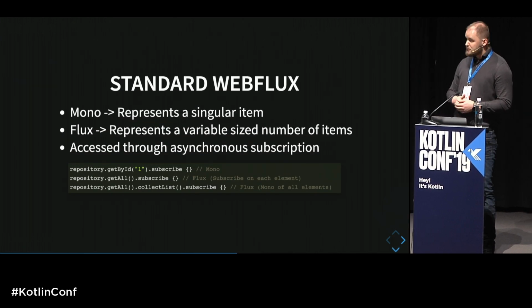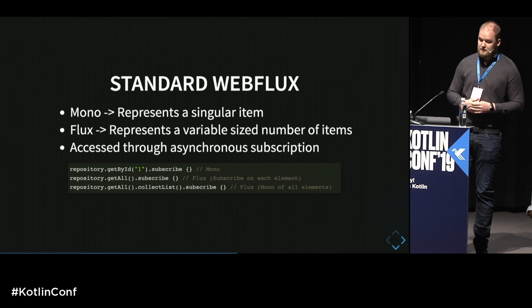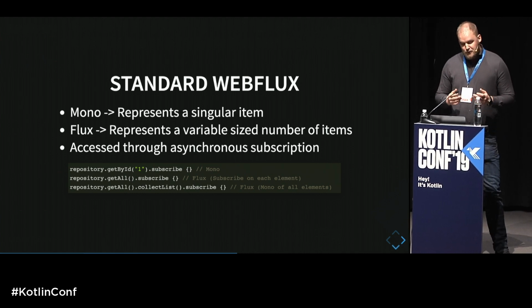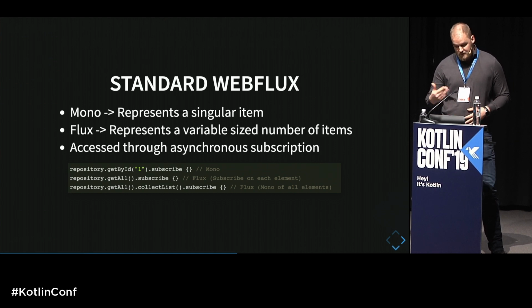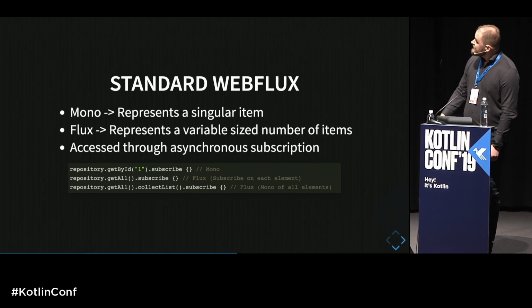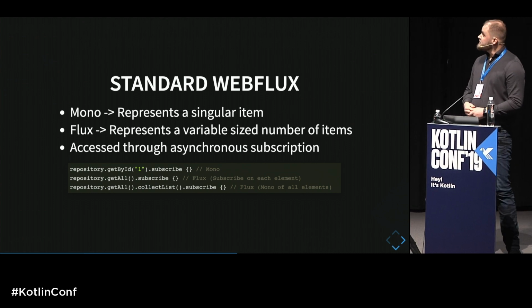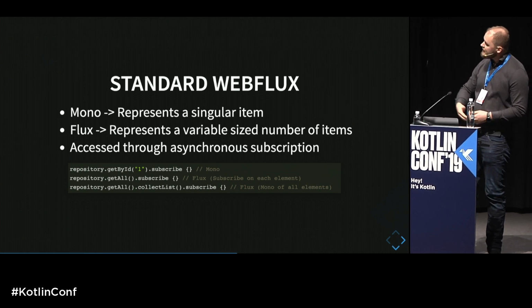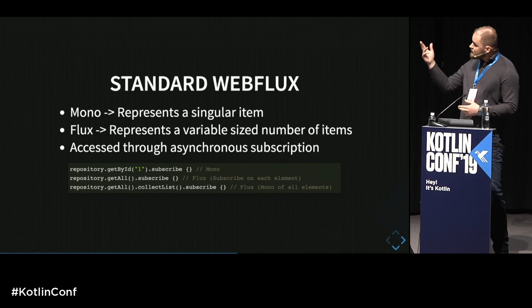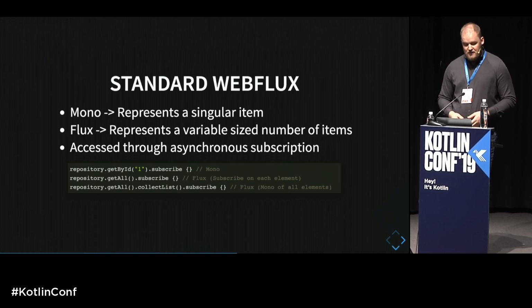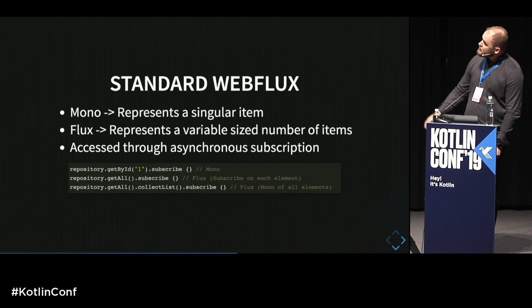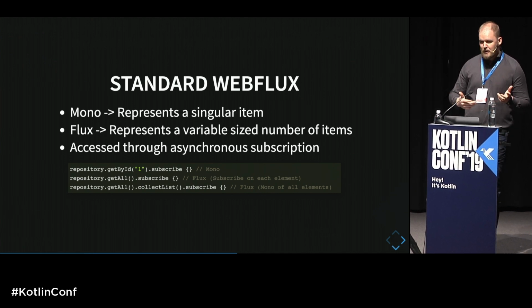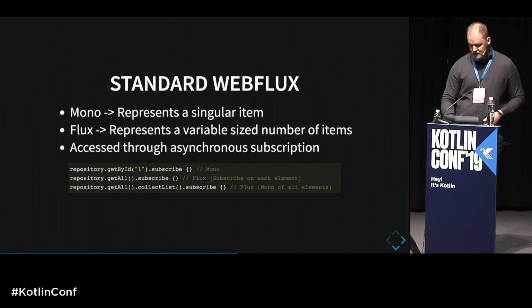So you have a Mono, which represents a singular item at some point in time, and then you have a Flux, which represents a variable number of items at a point in time, which is accessed through an asynchronous subscription. So you have your repository, get by ID, then you can subscribe on that, and at some point the result will be in the subscribe function. Or you can just get by ID and pass this Mono around if you handle it somewhere else.